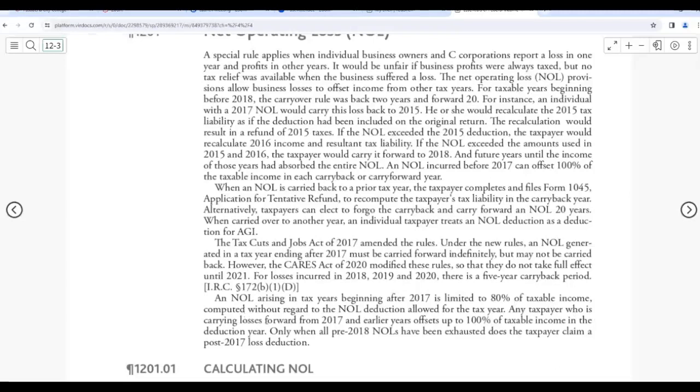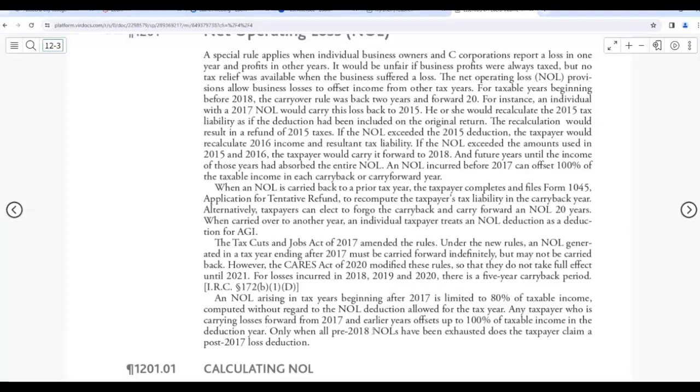Any taxpayer who is carrying losses forward from 2017 and earlier years can offset up to 100% of taxable income in the deduction year. So if you have a 2017 or earlier carry forward, no problem. You can still apply 100% to your income. But anything after 2017, if you have any carry forward business loss, only 80% will be applicable. 80% of profit you can apply.